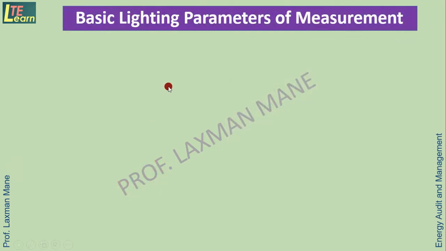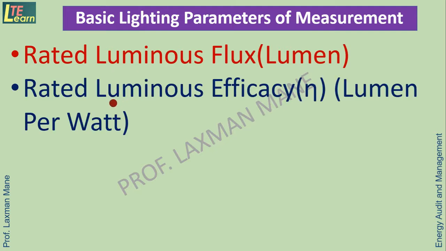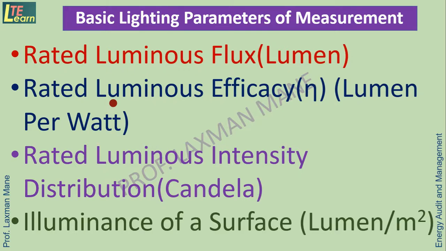Basic lighting parameters of measurement. Rated luminous flux, which is measured in lumen. Rated luminous efficacy, that is measured as lumen per watt. Rated luminous intensity distribution is in candela. Illuminance of a surface is measured in lumen per meter square. Lumen is a unit of light intensity.